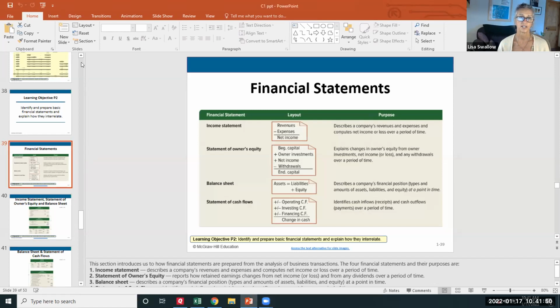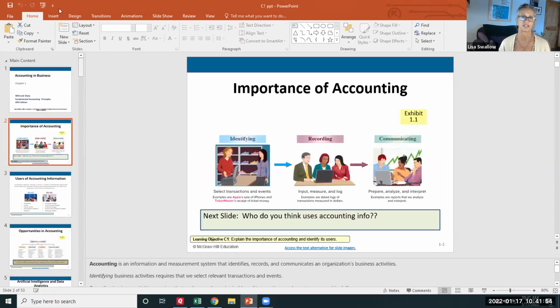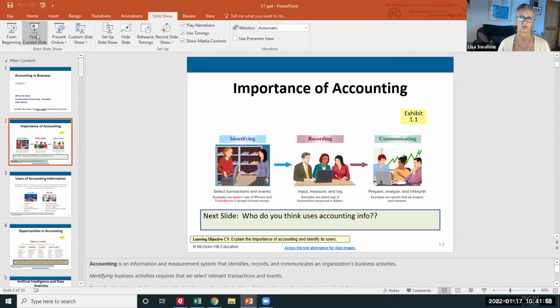So the first thing that I'd like to cover is just the very basics about why accounting is so very important and what do we use it for. And let's see. Sorry, I'm going to share over here. Share screen.